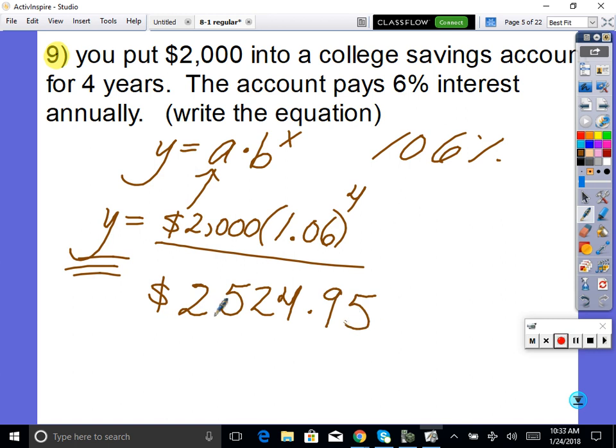Now what's cool about this is you're able to then say, okay, so just by putting my money in this bank account, I can come back 4 years later with not doing any work, and I've now gained $524.95. That's a lot better than having the money sitting under your mattress, not getting any interest.